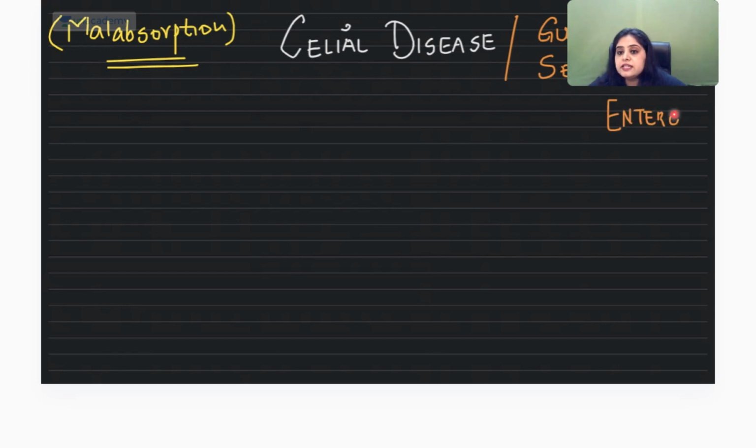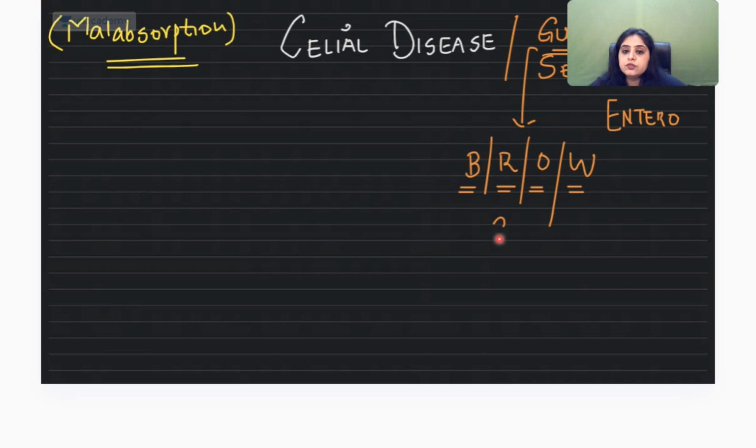And what are the things that contain gluten in our diet? All the gluten containing things that you have told me, the cereals, that is barley, rye, oats and wheat. These are the things that contain gluten. So definitely the gluten is creating the problem.